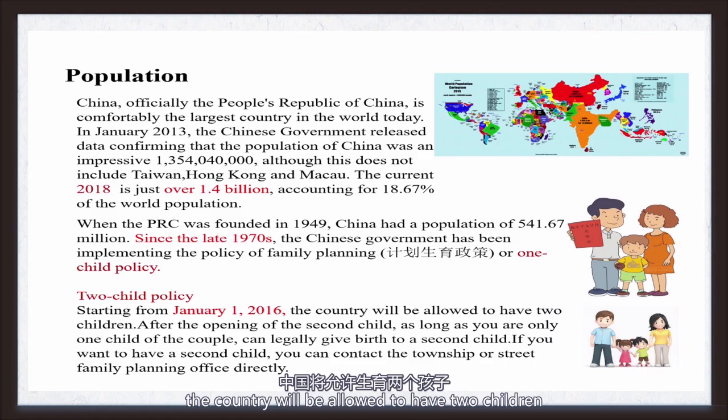Couples will be allowed to have 2 children, as long as you are the only child of a couple. You can legally give birth to a second child. If you want to have a second child, you can contact the township or street family planning office directly.